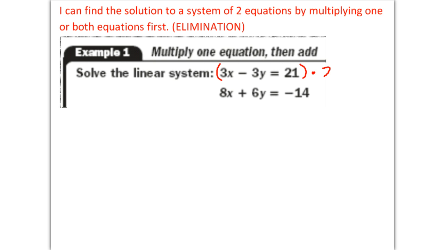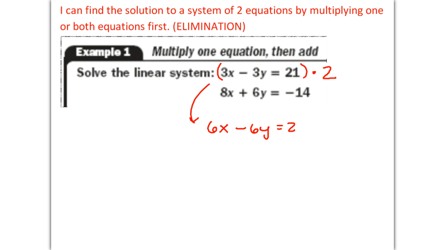So we're actually going to multiply this whole equation by 2, because that's going to turn our equation into, I'm going to write that first one down here, multiplying the whole thing by 2, we get 6x minus 6y equals 42. So again, that was just multiplying the top equation by 2, doubling all of the terms. We get 42 there. And then we're going to keep the bottom equation the same. So that blue one, same thing. 8x plus 6y equals negative 14.